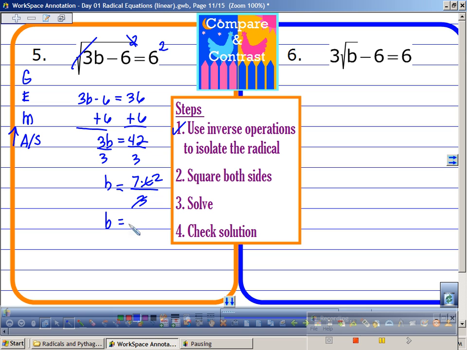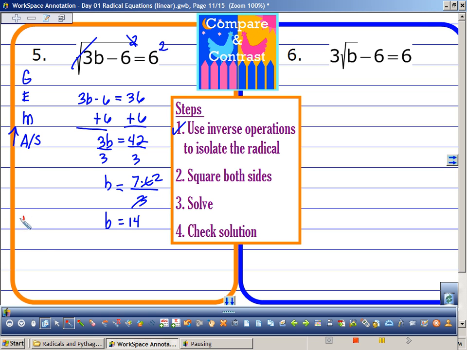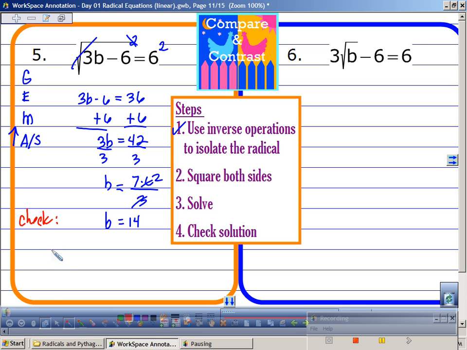Isn't that easier than dividing? All right, let's check it. You must check on your homework to get credit. It doesn't have to be a long check. Let's check it really quick. Here's my check. If you don't get the problem right, you'll know, because the check will come out wrong.